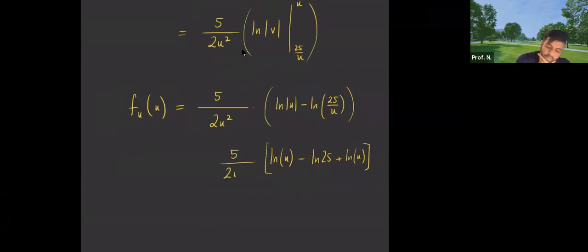5 multiplied by 2u squared. I hope you guys follow that. The minus becomes a plus. I'm supposed to subtract the denominator when I expand this, but there's a negative in front. So when you distribute that negative, this becomes a positive. So you have 2 of these. So this becomes 5 over 2u squared times 2 ln of u minus ln of 25.